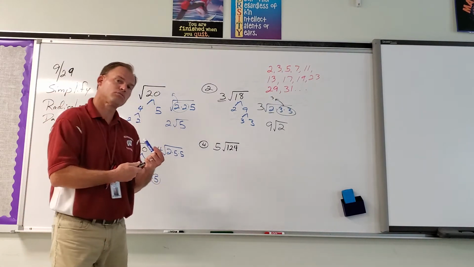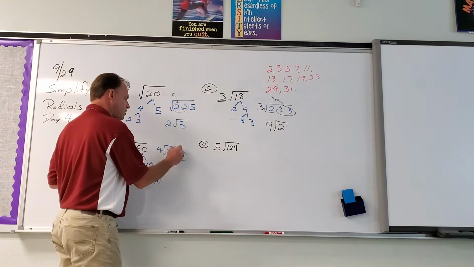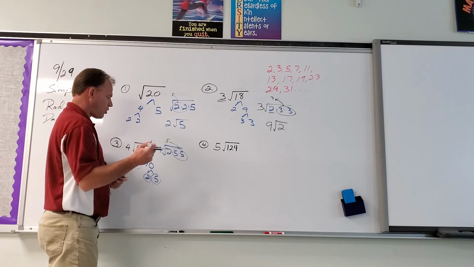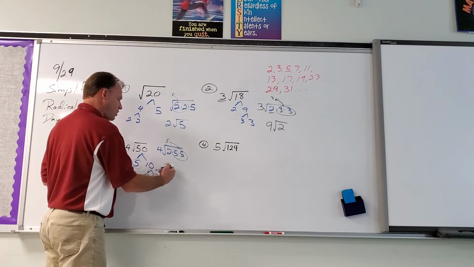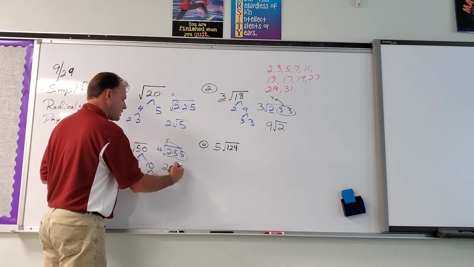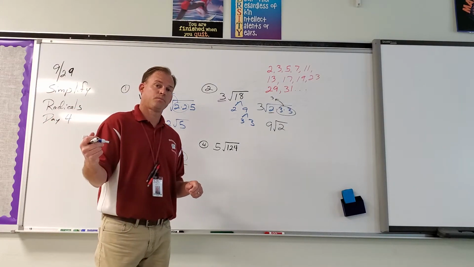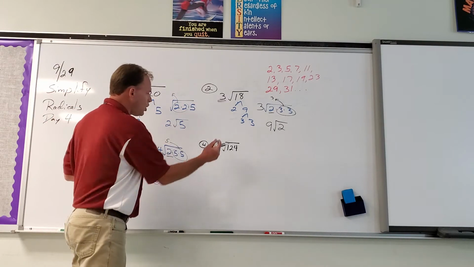Find your pairs, pair of 5s, getting out. The 4 is already there. 5 times 4 is 20. The 2 doesn't have a partner. 20 root 2. One more time.